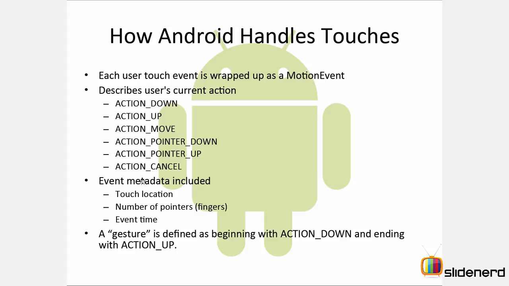Now each pointer, like I said, has the touch location, which is the X and Y coordinates, the number of pointers, that is the fingers that you have, and the event time. A gesture is defined as beginning with ACTION_DOWN and ending with ACTION_UP. Whether you fling, swipe, or drag the screen, whatever you do, you put your finger on the screen and then you lift it up, and that is why ACTION_DOWN to ACTION_UP is considered to be a single gesture.